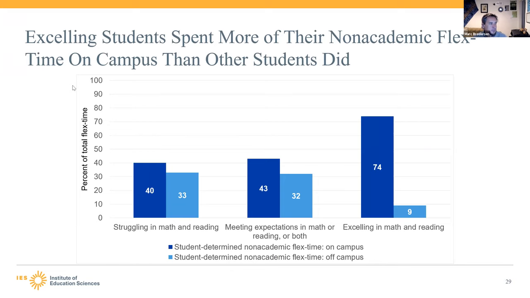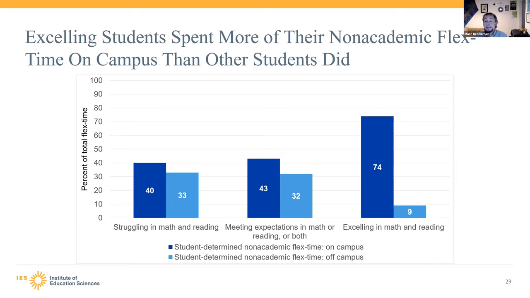So here we see the proportion of students who spent their non-academic time on versus off campus. You can see that students who are excelling in math and reading spent a much larger proportion of their non-academic time on campus rather than off campus. We can't tell you exactly why that's the case, but I think we can have some hypotheses. They might be less likely to leave campus to go home if they don't have classes at the end of the day, and so they can stay on campus and work.